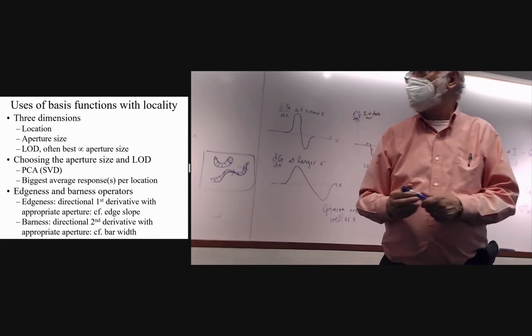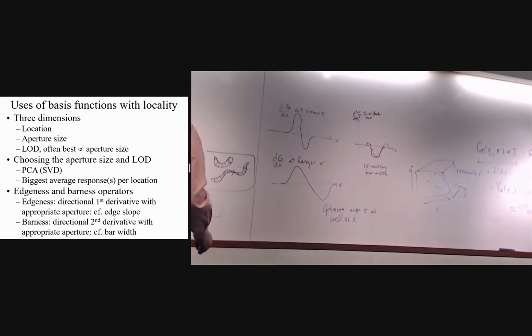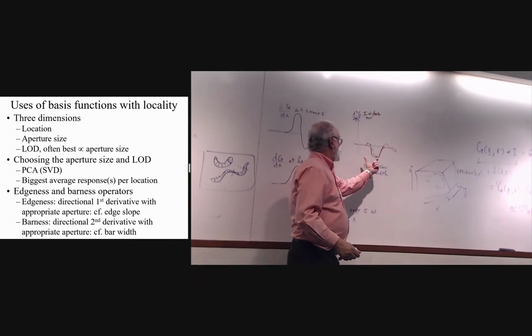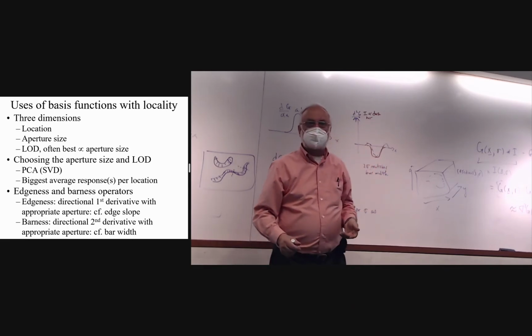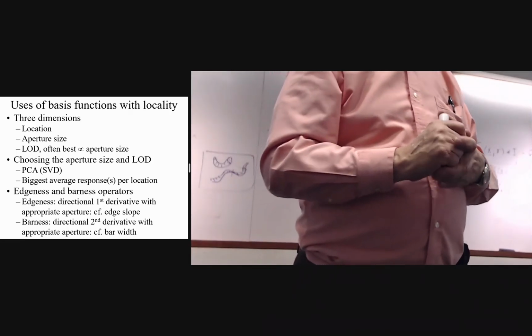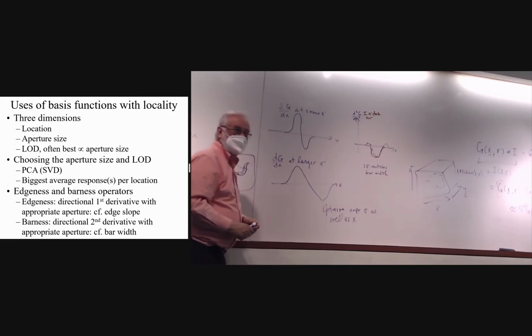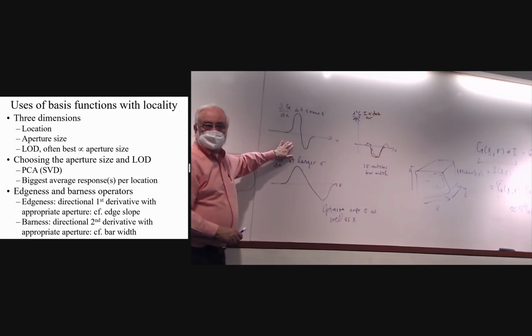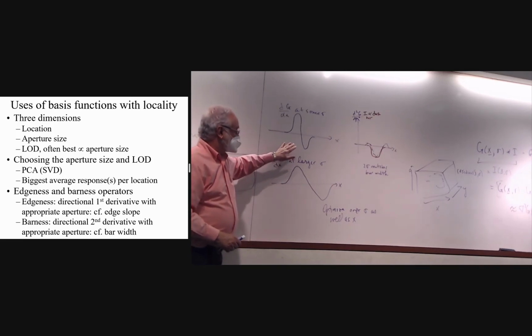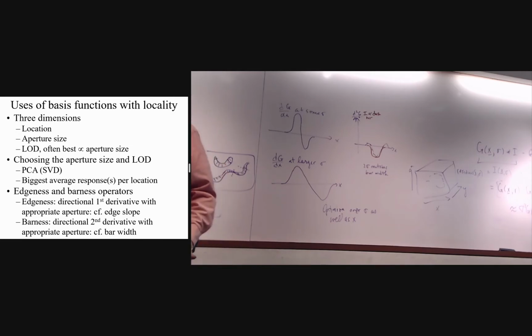Okay, one final point here. I've suggested that for bars, the scale should match the scale of the bar, how wide the bar is essentially, in order to get best match. What about for edges, when we want edginess? We have a choice of using first derivative at some scale or a first derivative at a larger scale. Right?